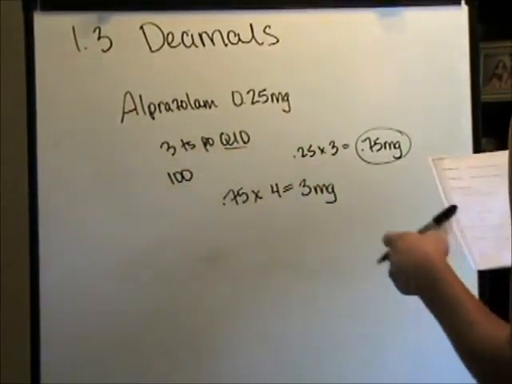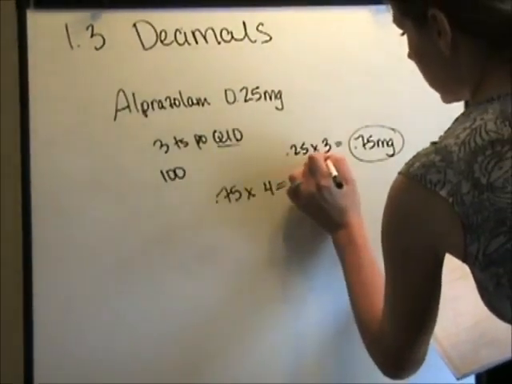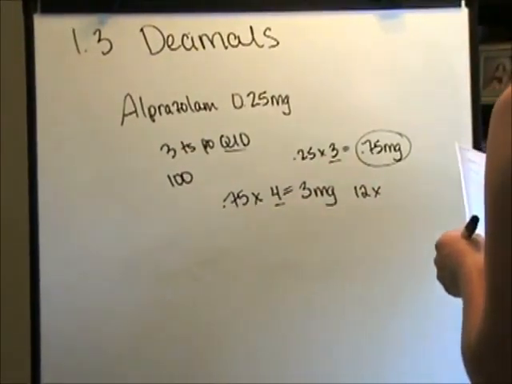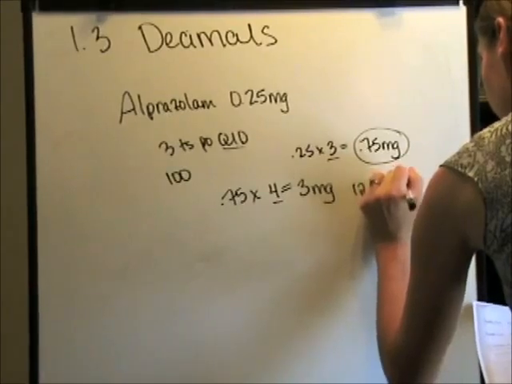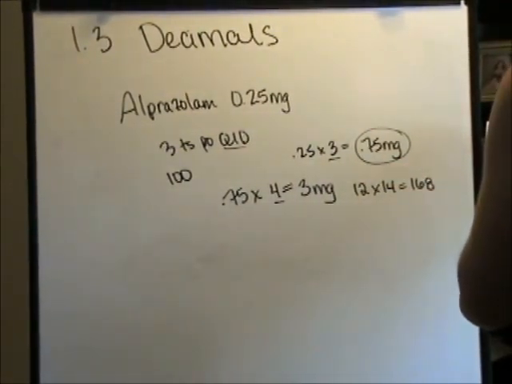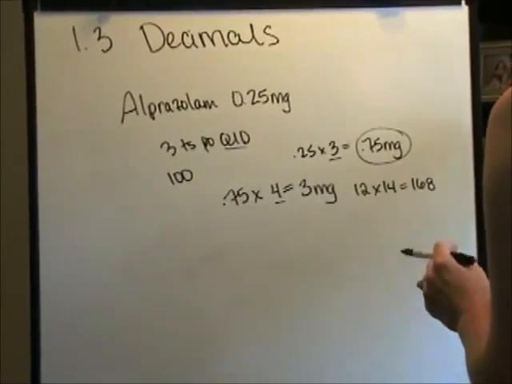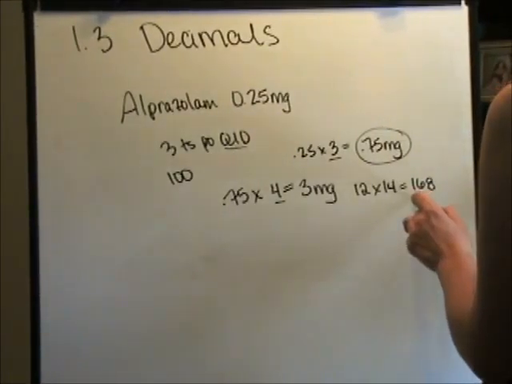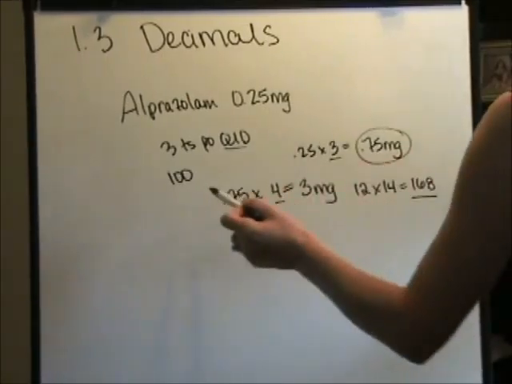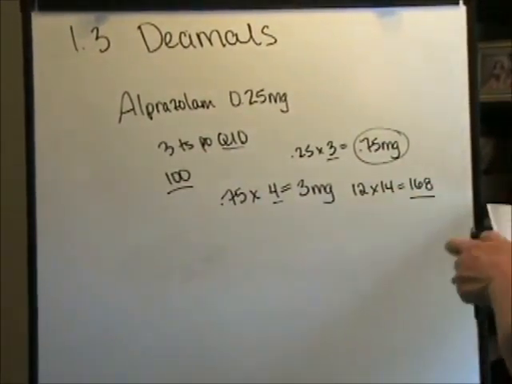How many tablets will the patient need for 14 days? Well, if they are taking 3 tablets 4 times a day, that's 12 tablets times 14, and that gives us 168. Okay, looking at number D, is the prescription written for enough tablets to last the patient until the next office visit in 2 weeks? Well, if they need 168 tablets for 2 weeks and they're dispensing only 100, no, they would not have enough.